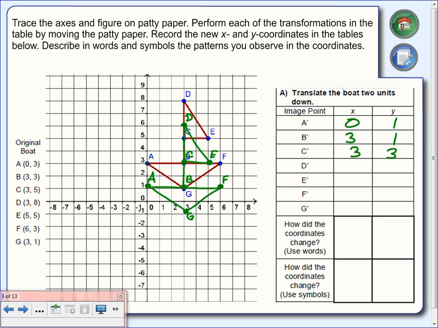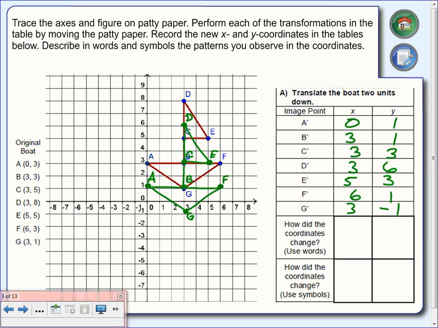Point D, now it's at 3, 6. E is now at 5, 3. F, the ordered pair F is now at 6, 1. And the last one, G now is at 3, negative 1. So all we did was move our boat 2 units down, which created some new points, new ordered pairs.